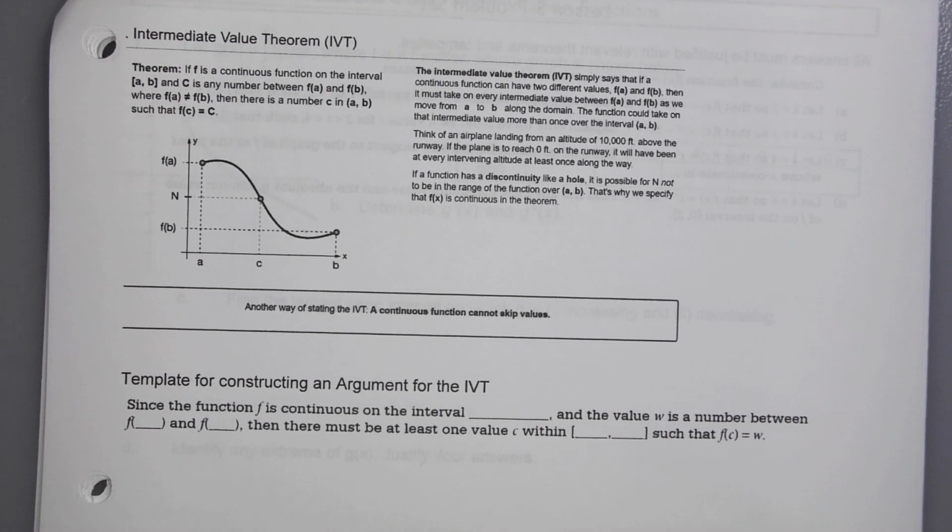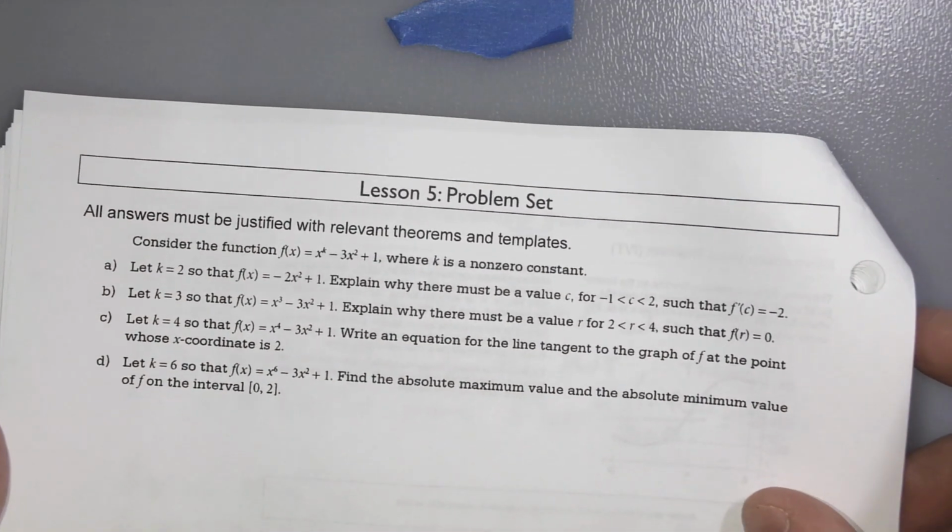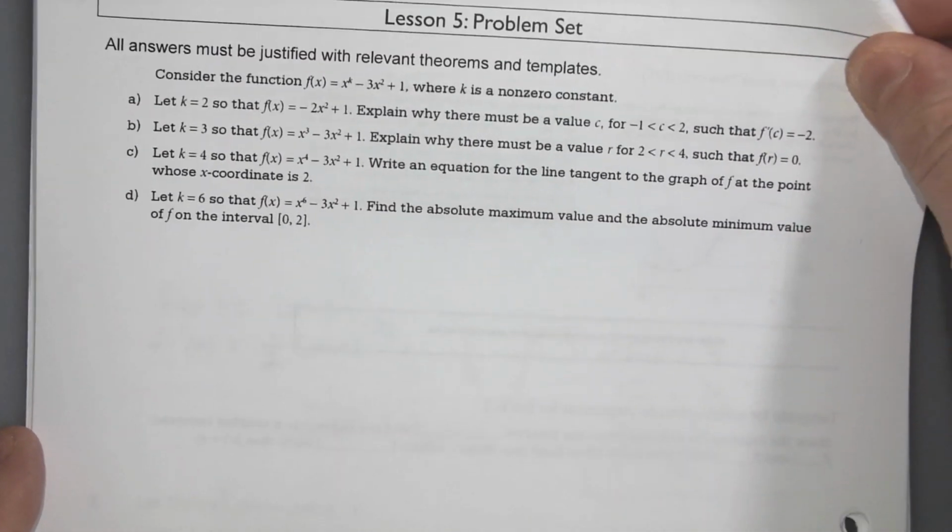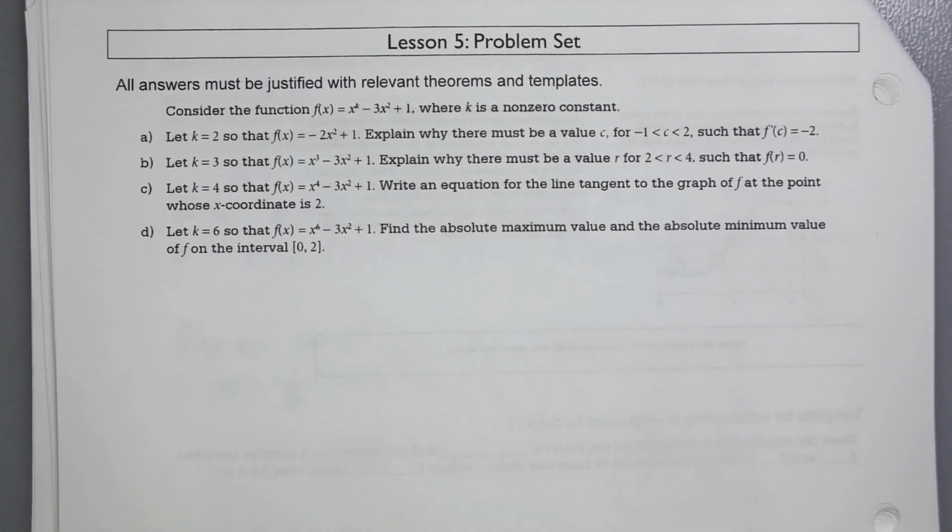We've already done arguments like this in class, and now we can see how mean value theorem and intermediate value theorem are similar templates but imply different things. And then the next page is going to be your problem set. So we'll do those in class on the day that we cover these.